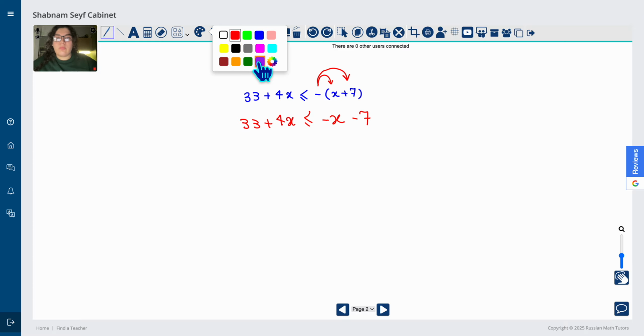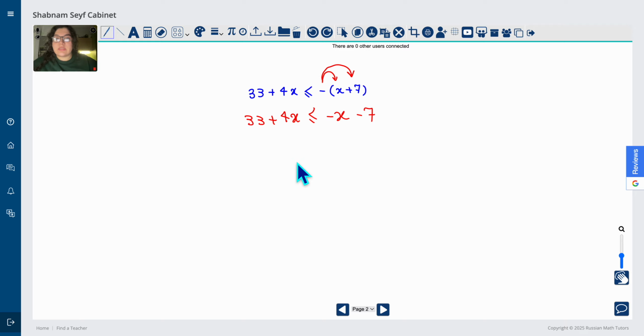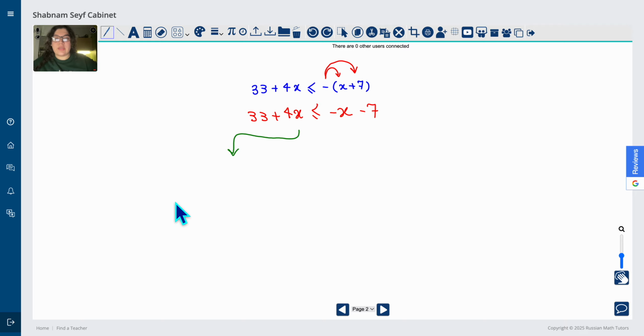I'm going to solve using both methods for us to see that we will get the same exact answer in each case. So the first thing I'm going to do is to take this negative x from the right-hand side and move it to the left-hand side. Or in other words, I'm going to be adding a positive x to both sides. Remember that these two things mean the same exact thing.